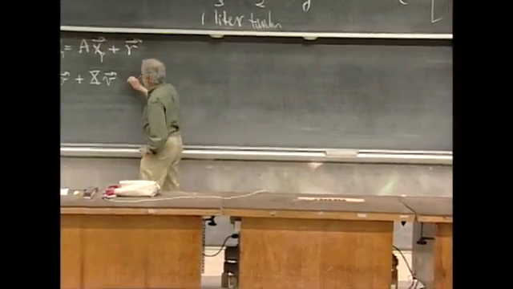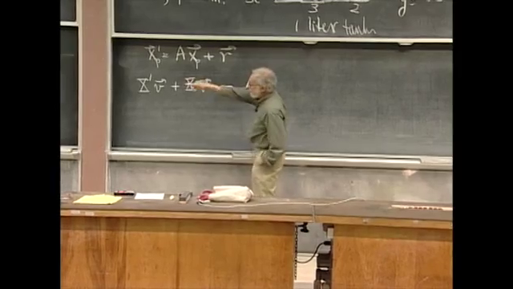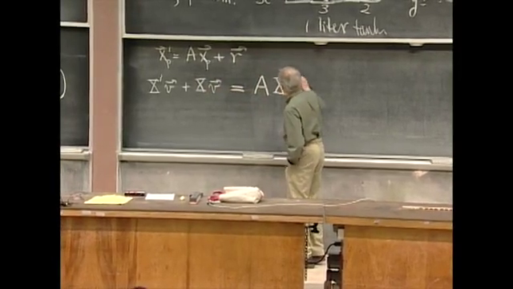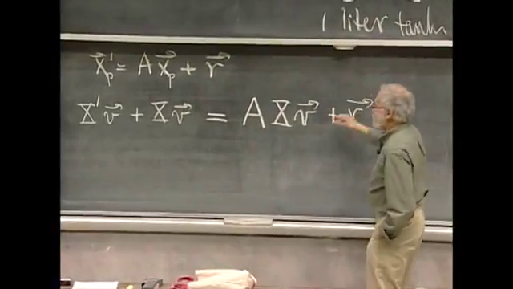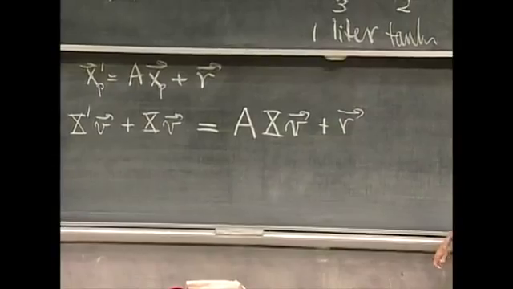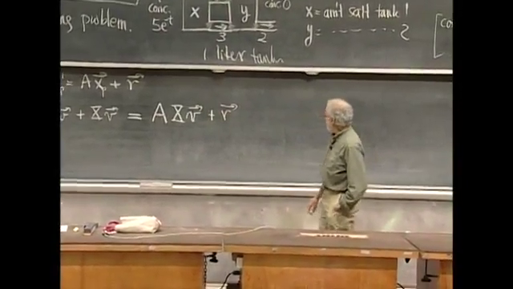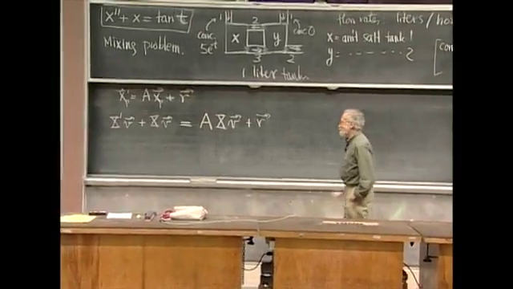Okay, so that's that. What's it equal to? Well, the right-hand side is A, and now I substitute xp in, so that's X times v plus r. So is this progress? So what's v? Looks like a mess. But it's not.